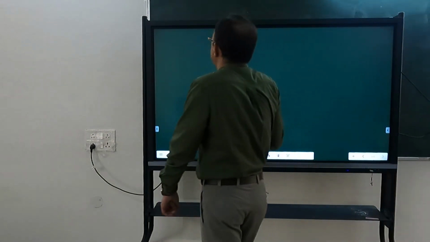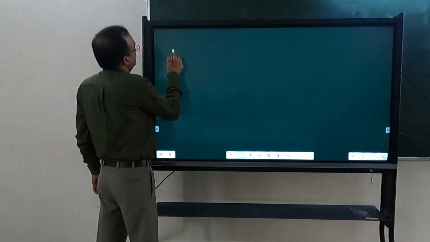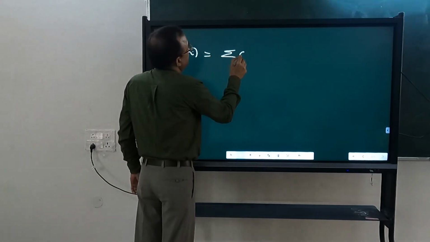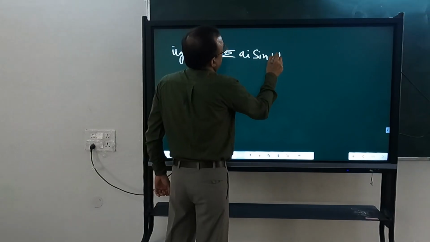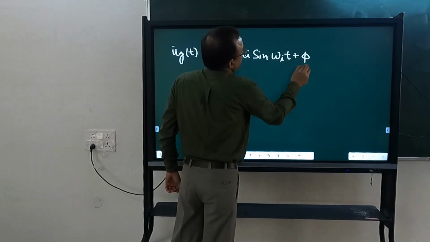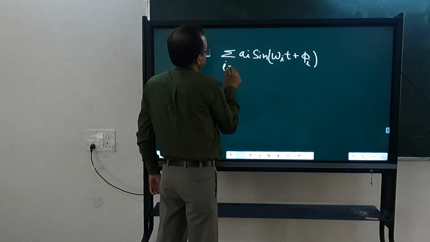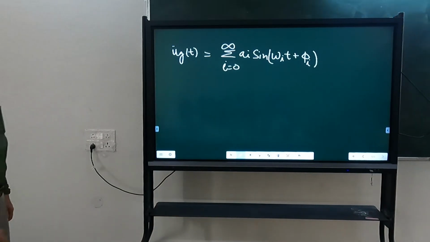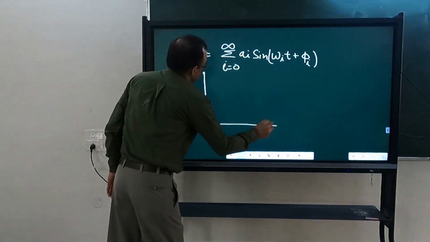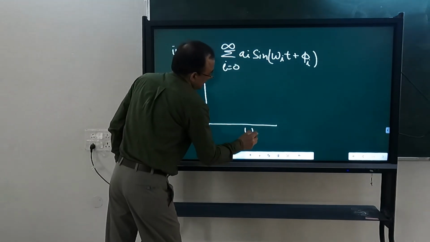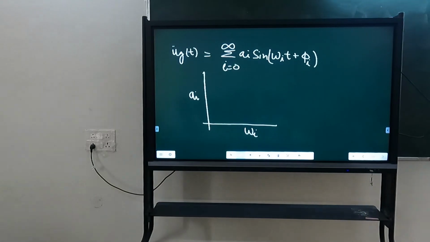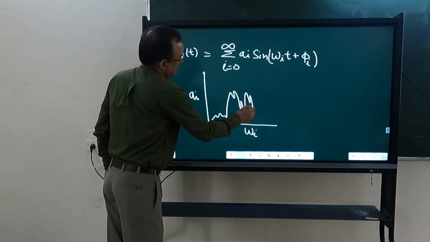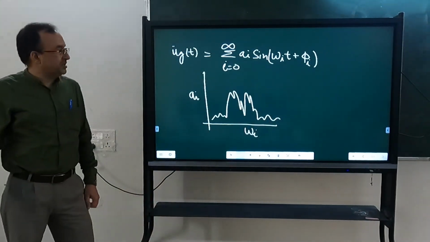So any function, let us say u g double dot t, this is the ground motion, you represent it as a_i sin(omega_i t plus phi). Okay, that's what you are going to do, and then you plot a_i versus omega_i. That is our amplitude Fourier spectrum. So a_i versus omega_i, something like that. What does it tell?